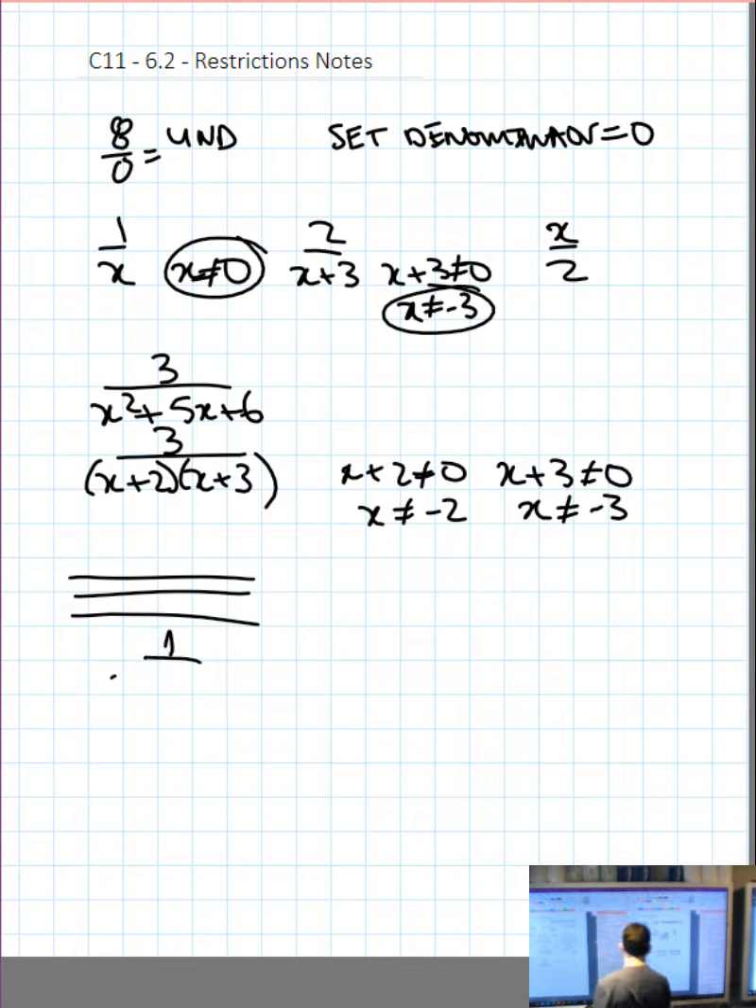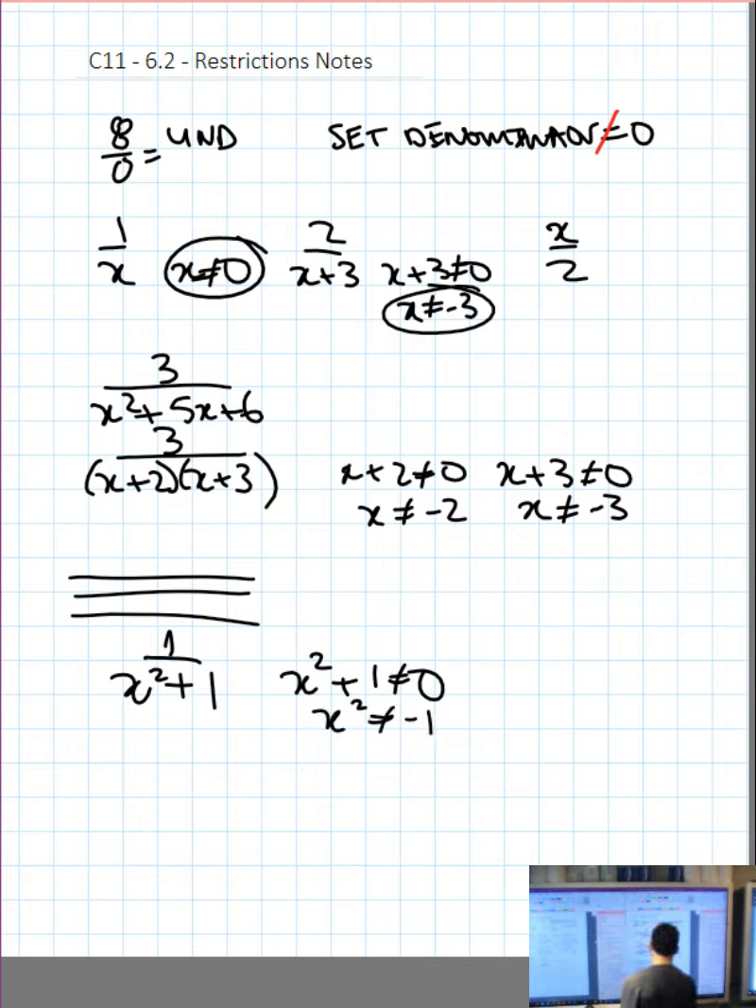Let's do 1 over x squared plus 1. Well, again, set your denominator can't equal to 0, and solve. These are all can't equals. Every equal sign you see on this page is a can't equal. I'm going to put it in red, top right, can't equal. So, minus 1 from both sides, x squared can't equal negative 1. Try and square root both sides, we can't square root a negative.